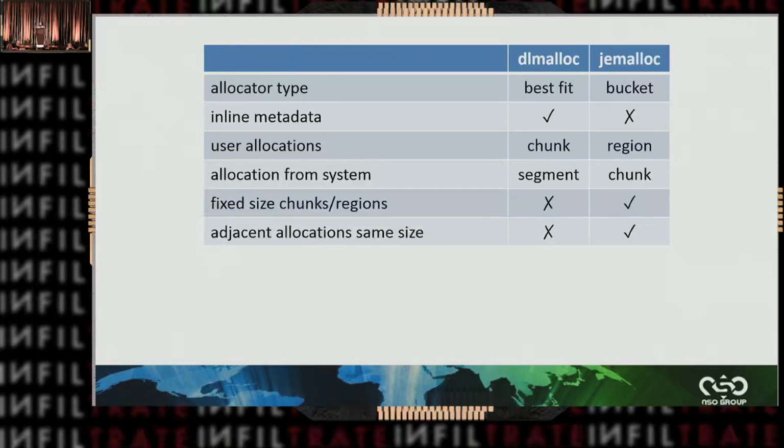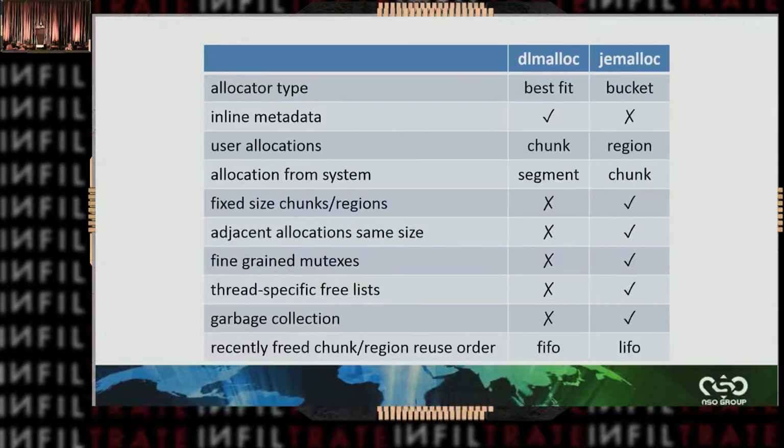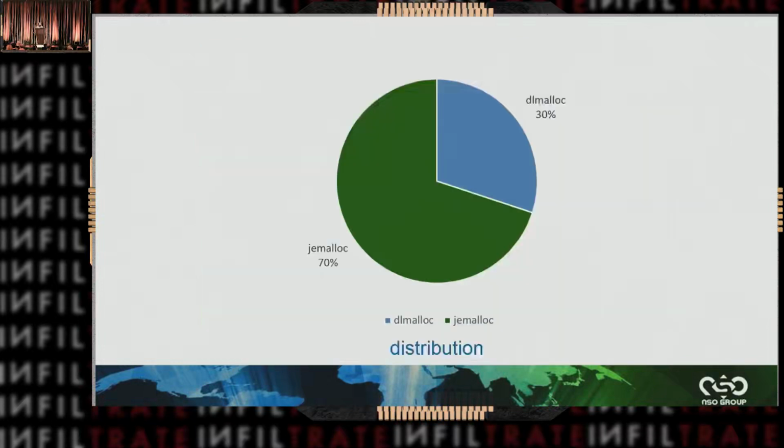In dlmalloc, adjacent allocations are usually not the same size. In jemalloc they are. dlmalloc has only the big lock, where jemalloc has fine-grained mutexes which reduce lock contention. jemalloc has thread-specific free lists, aka T-caches, to further increase multi-threading performance. jemalloc has a garbage collection mechanism which helps to clean up T-caches. And recently freed chunks or regions on dlmalloc are reused in a first-in, first-out fashion, while in jemalloc they are reused in a last-in, first-out fashion.